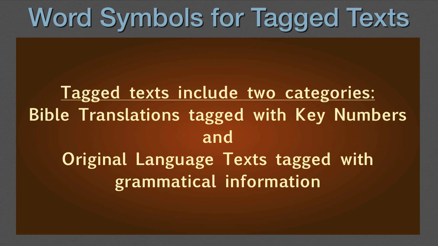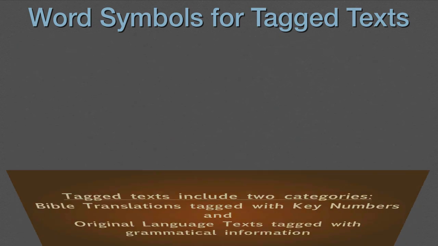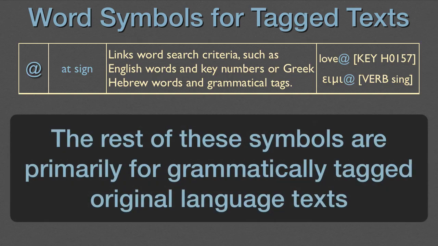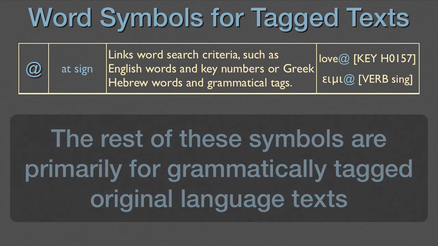Some word search symbols are only used with these kinds of texts, or have a special meaning when used with them. The @ sign links word search criteria. In a translation tagged with key numbers, it might specify that a search only find an English word when it translates a specific Greek or Hebrew word, represented by a key number. In a tagged original language text, it might search for a word only when it appears as a specific part of speech. The rest of these symbols are used primarily with original language grammatically tagged texts. Since this isn't a Greek or Hebrew podcast, we won't do more than simply mention them here for completeness' sake.